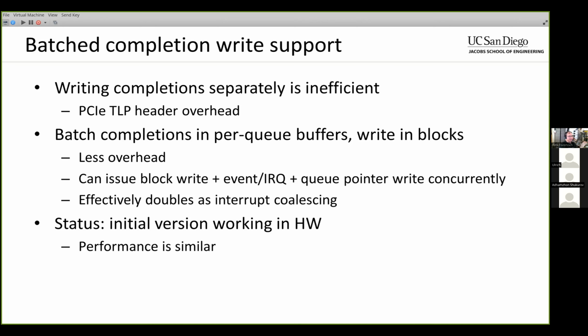So the idea with batch completion write is, instead of writing every completion out separately, we're going to try to spool them in some sort of internal storage and write them out in blocks. This is going to reduce the PCI Express bandwidth usage, because if you're writing out a bigger block, you have fewer TLP headers that get sent. A 256 byte block is going to have one header, versus, if you write those out separately, 8 blocks of 32 bytes. So you're saving 7 TLP headers potentially in a lot of configurations.